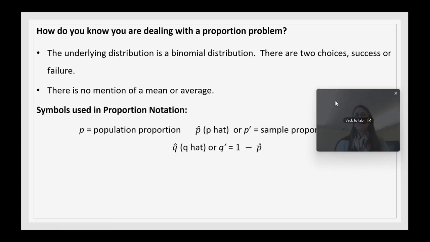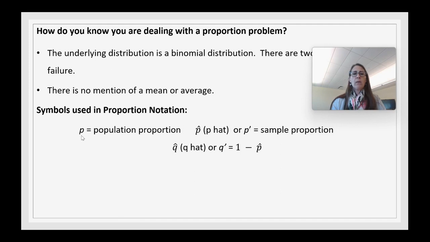So the symbols that we use in the proportion notation, p is going to be our population proportion. And then this is p hat, but sometimes you'll see p prime for our sample proportion. And then they'll go together. If it's p hat, then you'll see q hat. If it's p prime, you'll see q prime. And then this is the sample proportion, this is with successes. And then q is like failures. And so it's 1 minus. q hat is 1 minus p hat. q prime is 1 minus p prime.